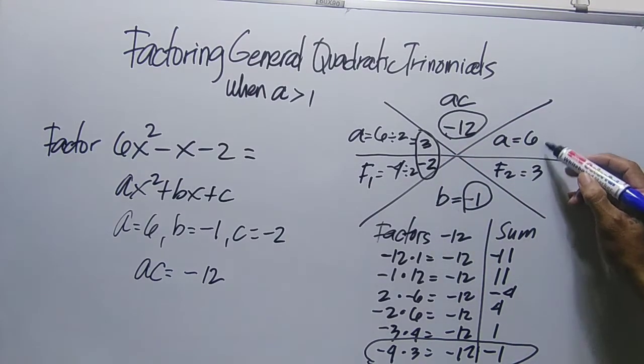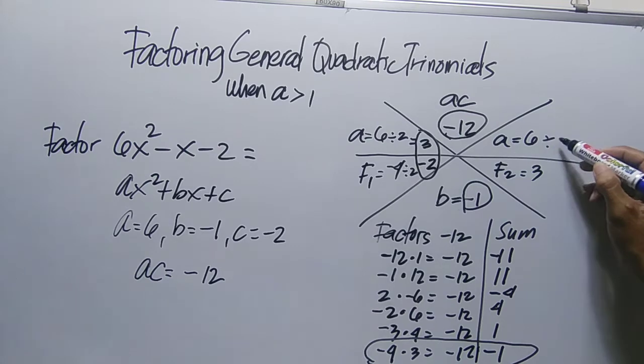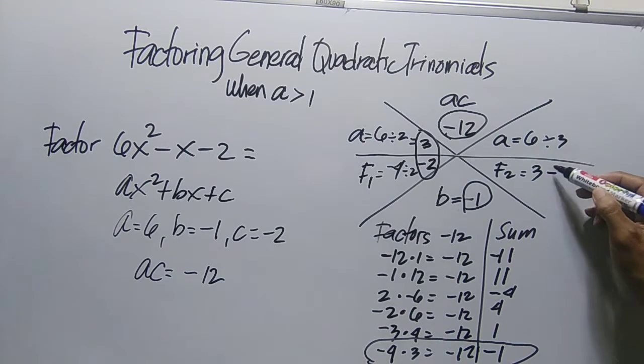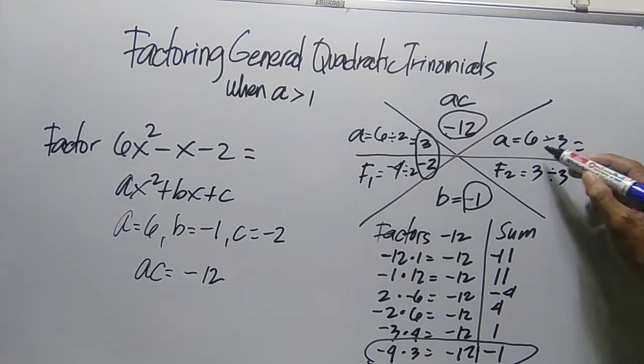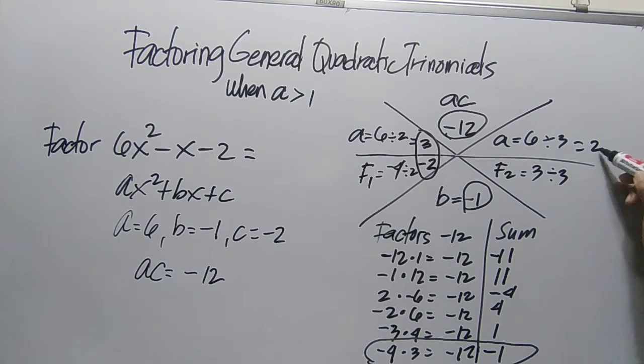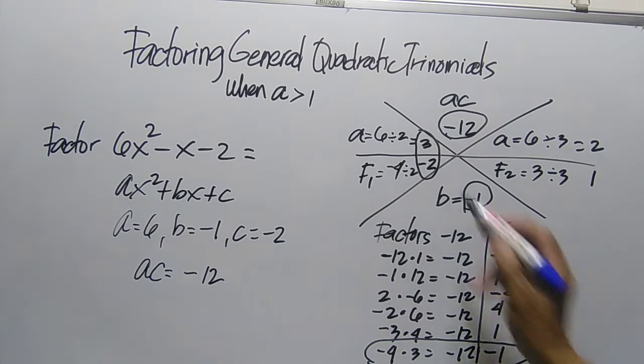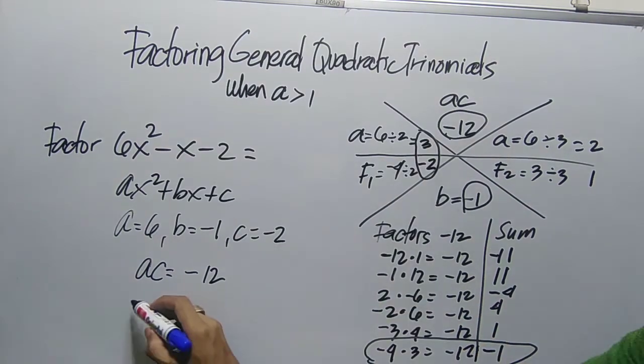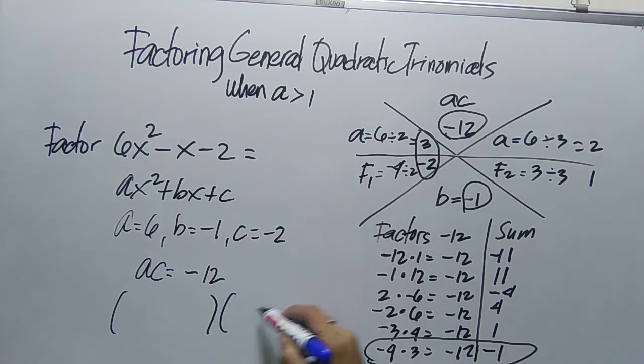Dito naman, i-reduce din natin to. So, divide natin siya by 3. Divide din natin ito by 3. So, ang result dito, 6 divided by 3 is 2. 3 divided by 3 is 1. So, ito na yung mga factors natin. Okay? Lagay natin dyan.